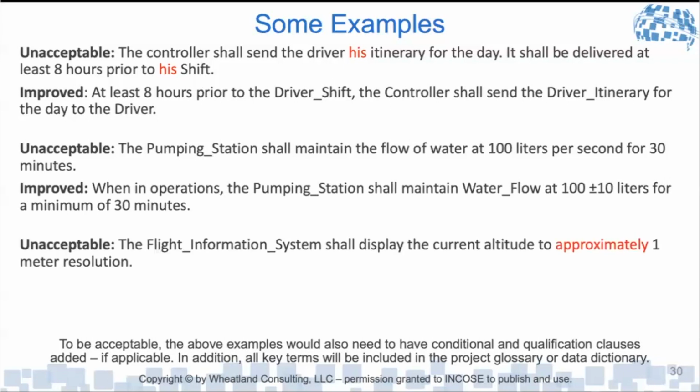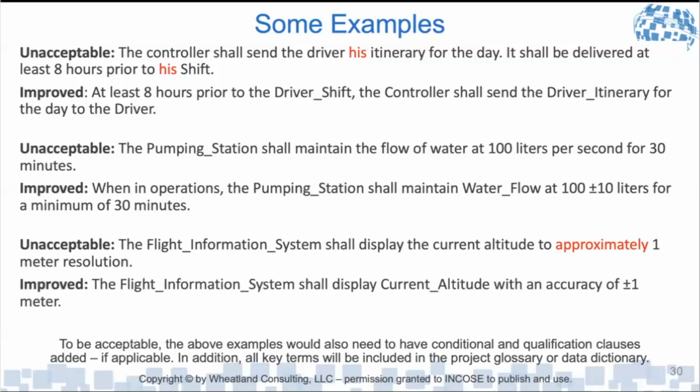The flight information system shall display the current altitude to approximately 1 meter resolution. So how do you interpret "approximately"? It's good just not to have any "-ly" words in our requirement set. So improve it with an accuracy of plus or minus 1 meter. This also brings up a problem when we're talking about taking a measurement. If you have accuracy, should you also specify the precision? Two different concepts. That's something to think about, accuracy and precision.